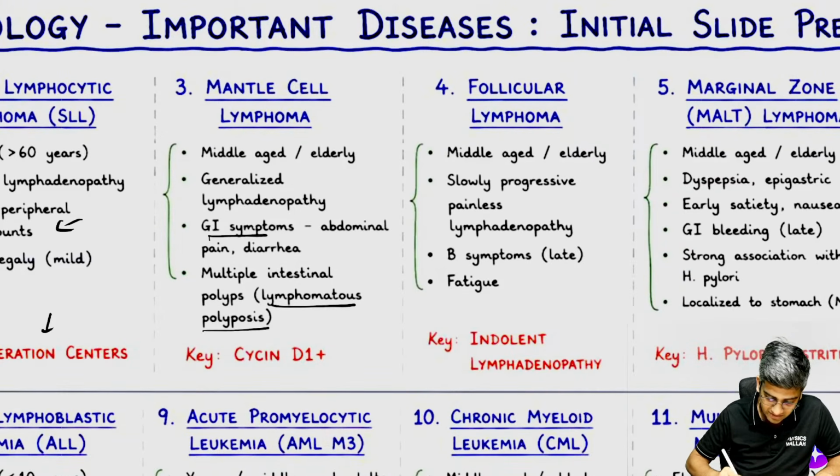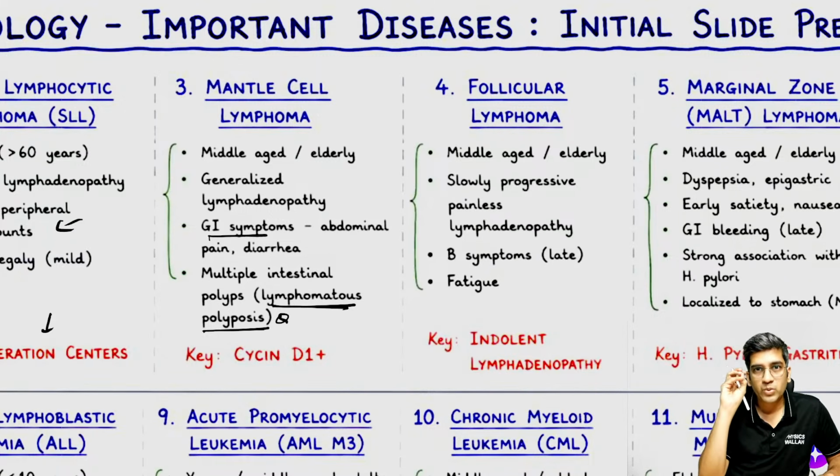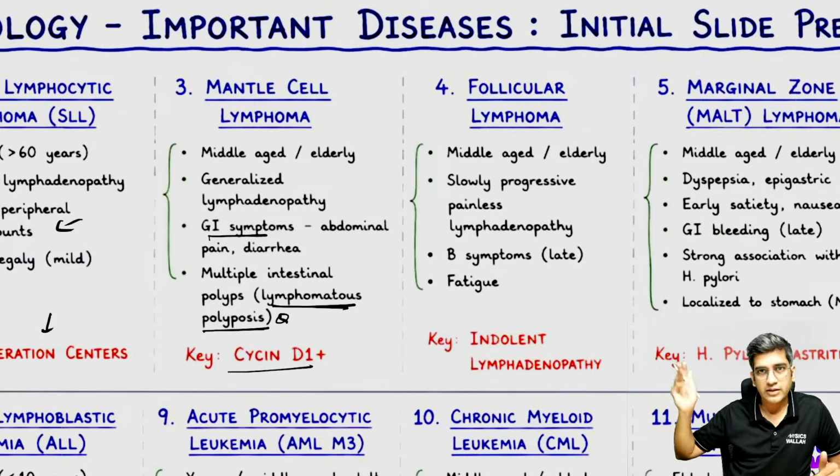And this is very, very, very classical. For an undergraduate, if you have to give a clinical history which is suggesting a mantle cell lymphoma, if the intestine presents polyps, multiple polyps in the intestine, that's classical for mantle cell lymphoma. Do remember them, and you know the mutation or the marker, cyclin D1. Ignore the spelling, fine?